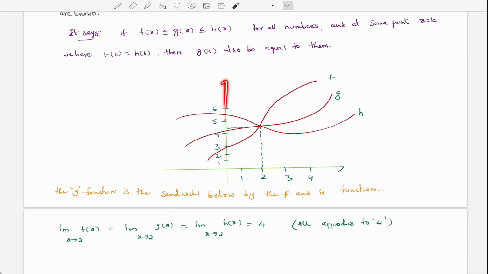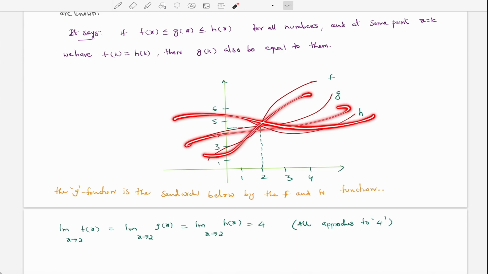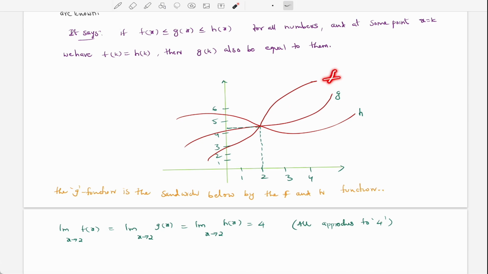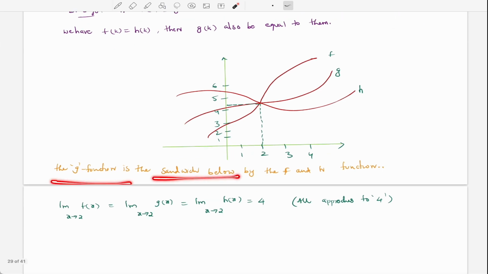So we have a great diagram over here, so it will be easy to understand. There are three kinds of functions: we have an f function, a g function, and an h function. Based on f and h, we are going to make a decision on g. They are intersecting at some point, right? They are intersecting at 4. So the g function is sandwiched below by the f and h.